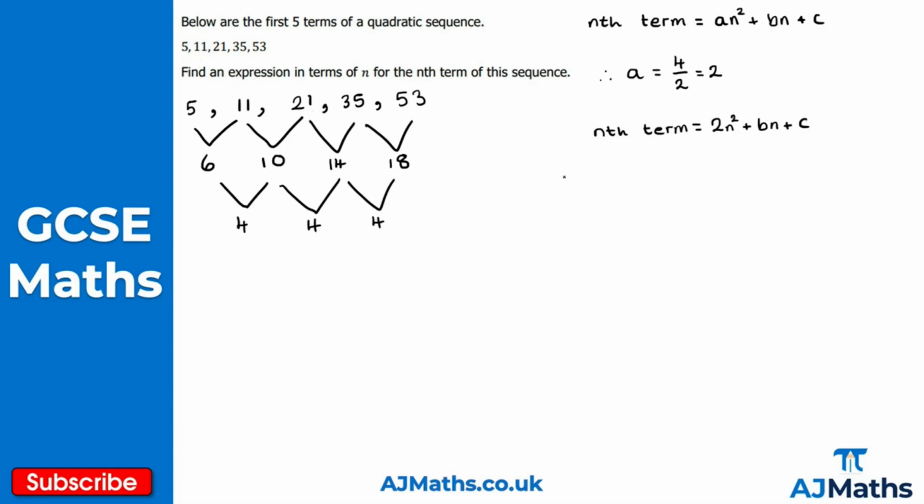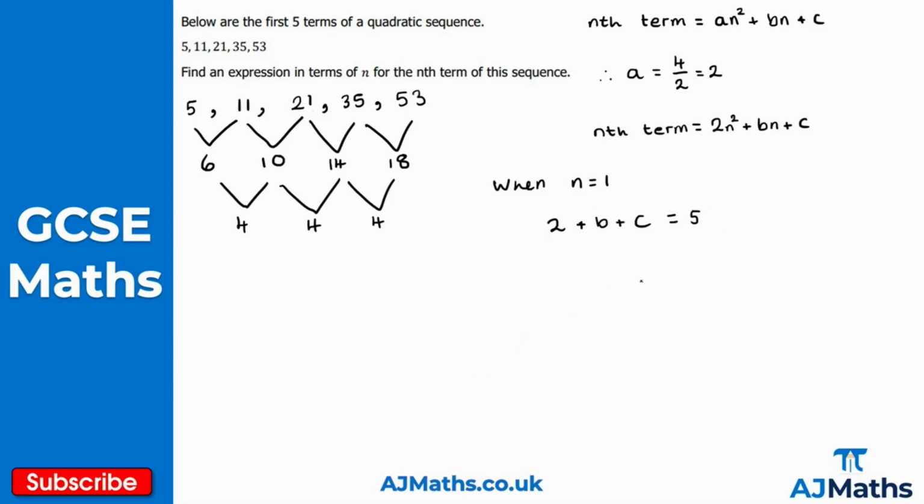Okay. So when n is equal to 1, I'm going to get 2 lots of 1 squared, so that's 2, plus bn, so that's going to be plus b, then plus c, and that is going to be equal to 5, okay? Because when n is equal to 1, that gives us the first term in the sequence, so we know that's going to be equal to 5.